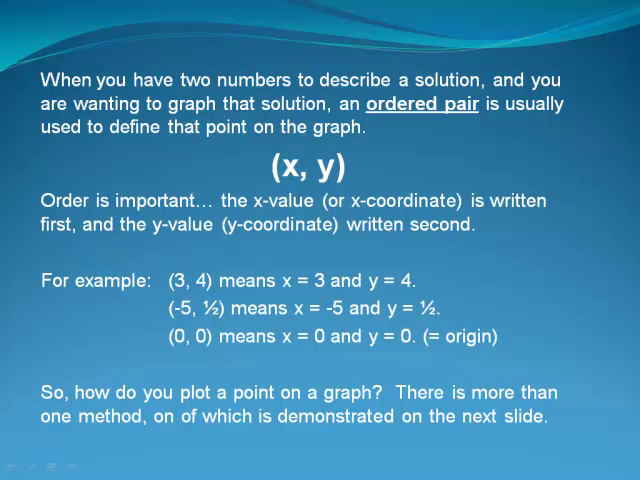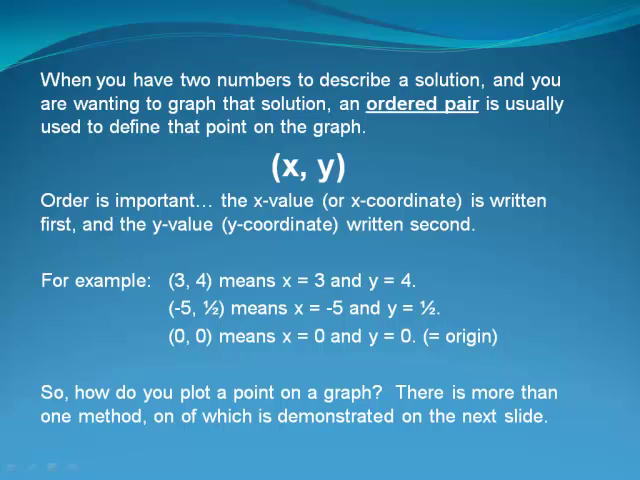Okay. When you have two numbers to describe a solution, in other words, a solution for x and a solution for y, and you want to graph that solution, an ordered pair is used to define that point on the graph. So you've got parentheses and you've got your x and your y. Order is important. The x value or x coordinate is written first, and the y value or y coordinate is written second as you look at it left to right.